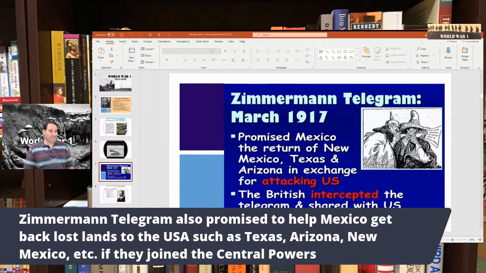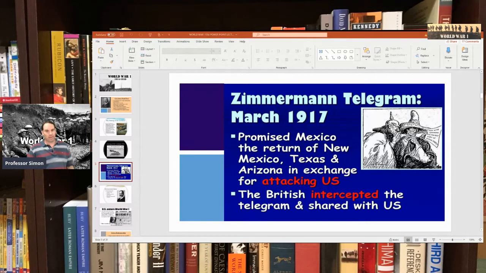In the telegram, it actually said, hey, we'll give you military aid to try to get back the land you lost to the United States in the 1800s, like in the Mexican War. You may have heard of the Mexican-American War, where they lost Arizona, New Mexico, California, and all that. And they also said, we'll get Texas back for you as well. I think that was probably not going to happen. But anyway, it was an idea they came up with. That was really one of the last straws between us and the Germans.